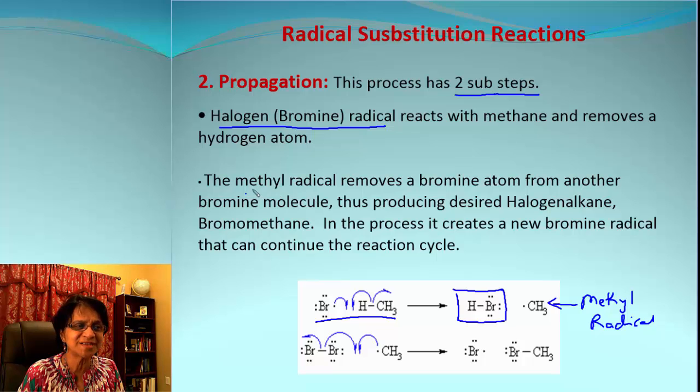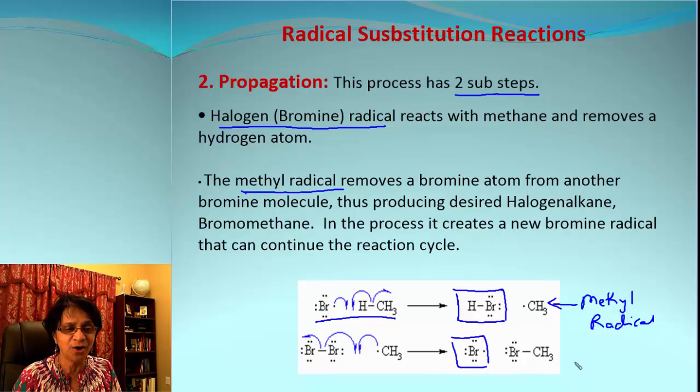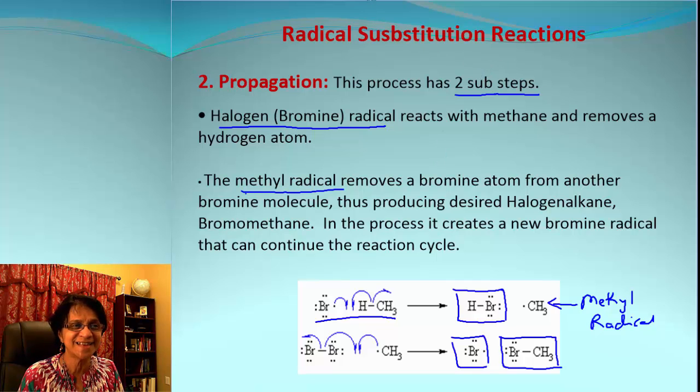Now the second part of the step is the methyl radical reacting with bromine. It's going to pull one bromine atom from the bromine molecule and it results in a bromine radical. And look what we got. We ended up getting here the molecule bromomethane. So we got one hydrogen substituted by bromine. Now this bromine radical is going to go back and do the same process and create more and more methyl radicals, and the process continues in this reaction cycle.